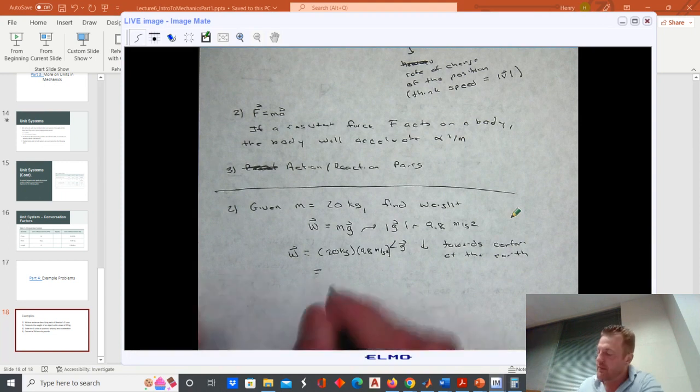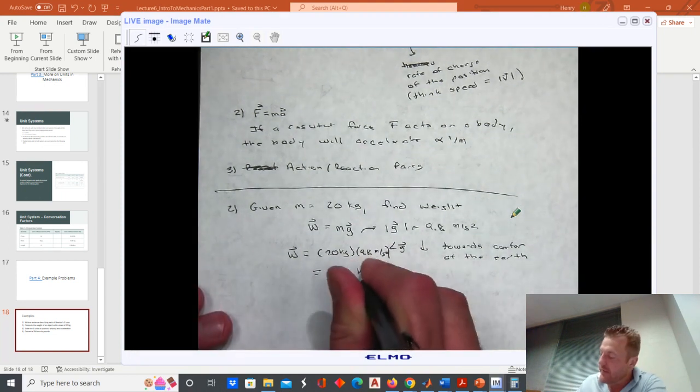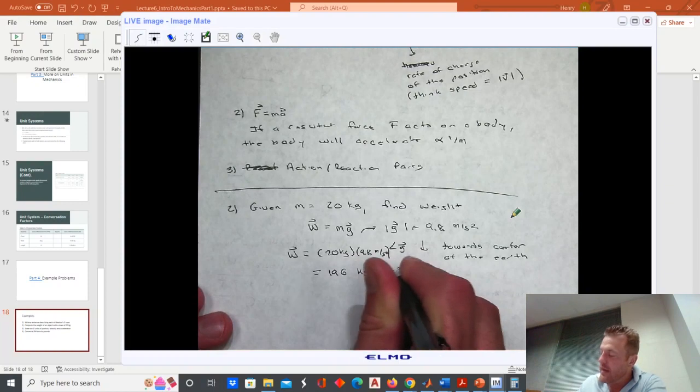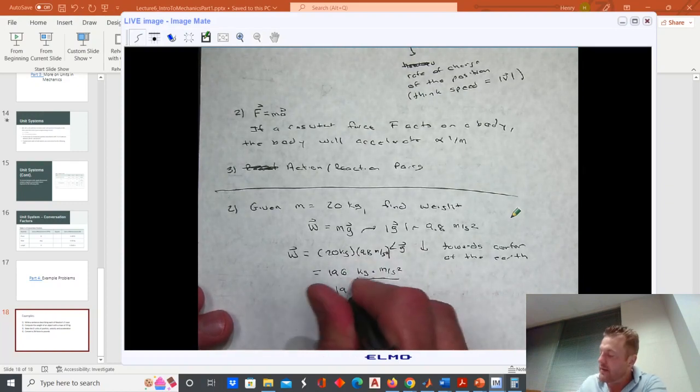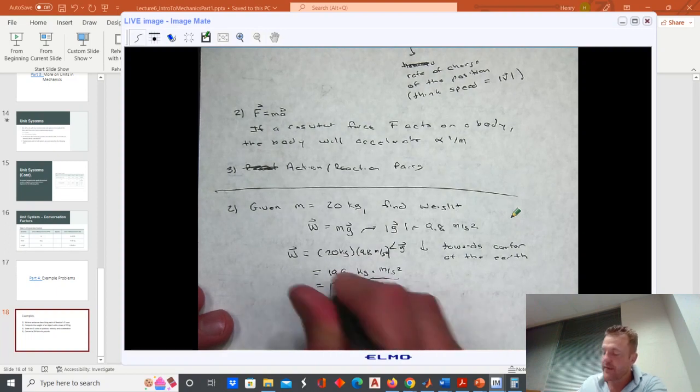196 there. Now, what are the units? Well, we could say that the units are kilograms times meters per second squared. However, we know that the definition of a kilogram times meter per second squared is 196 newtons.